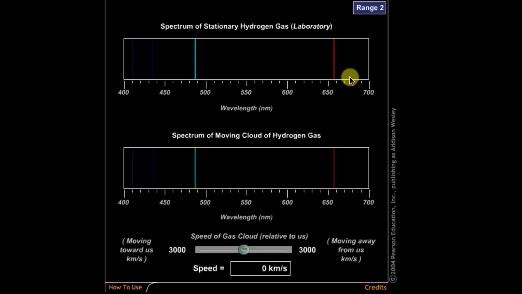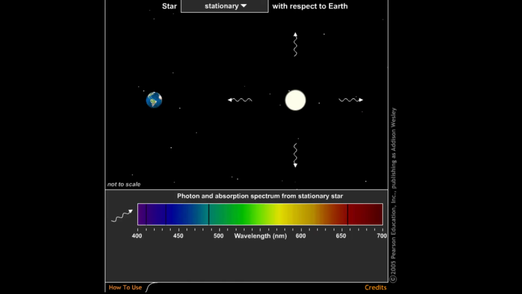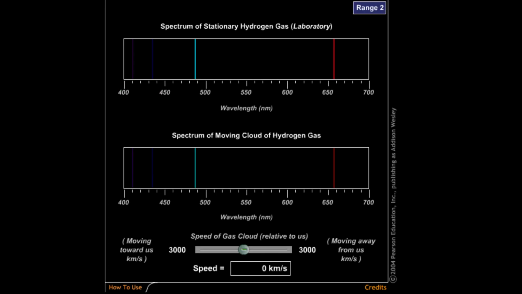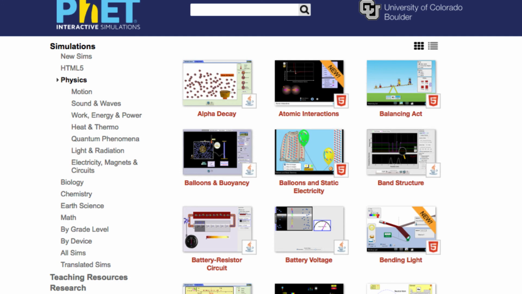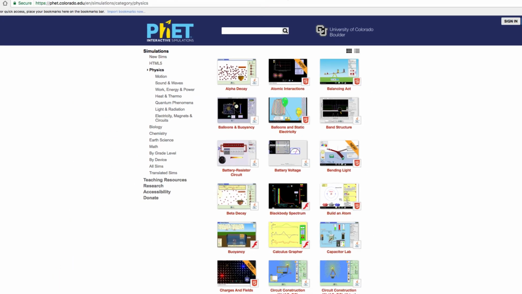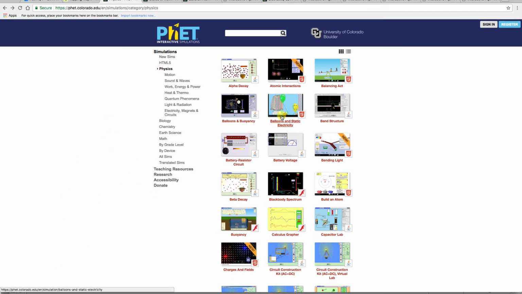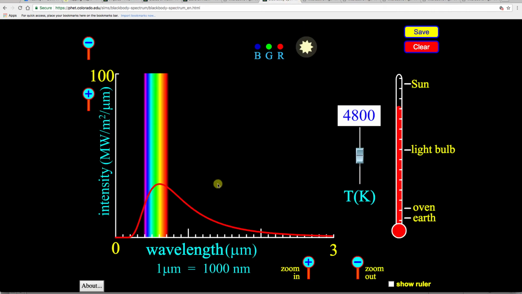And then there's another one. We'll come back to this in a minute. This one and this one, yeah. And then I've talked about these PHET simulations before. There's a good one there about black body radiation. If you look for it here, black body spectrum. If we go to that really quick, this is kind of nice.